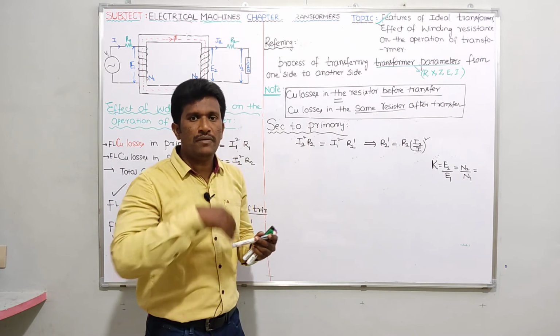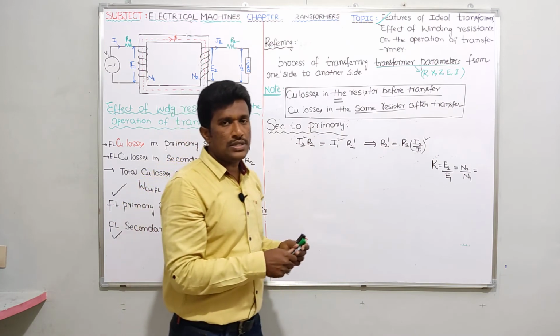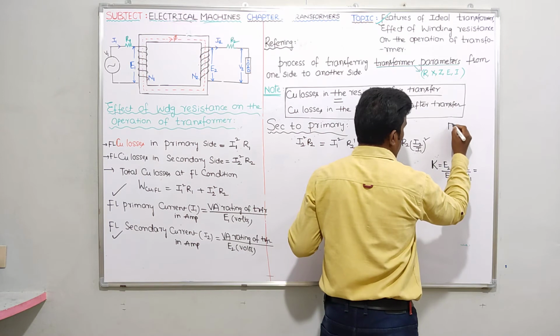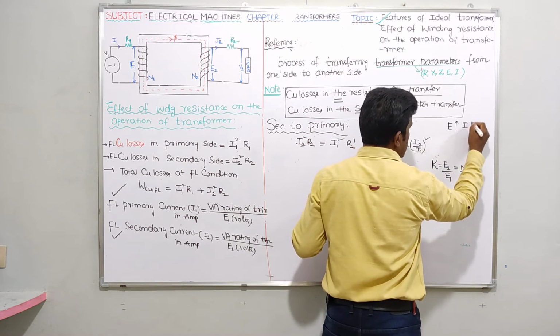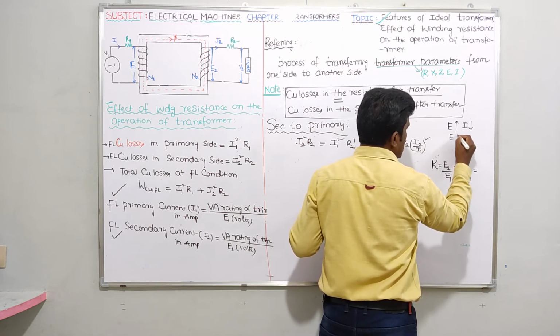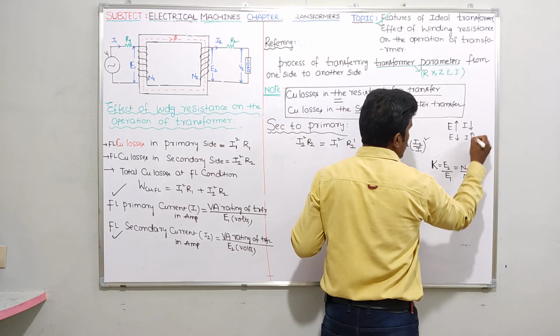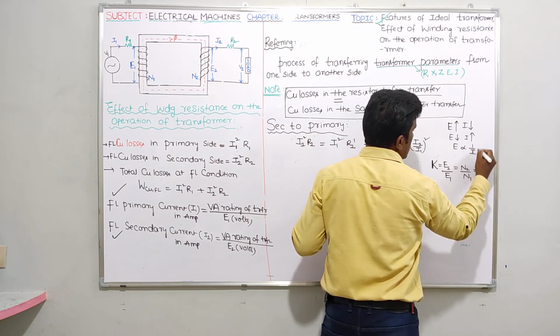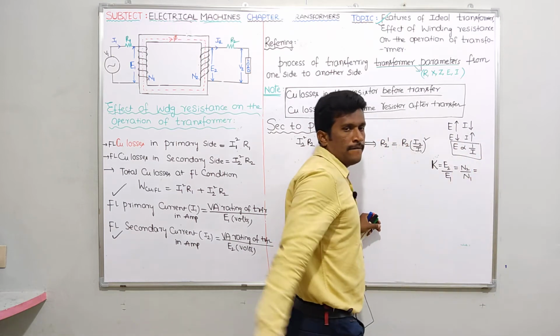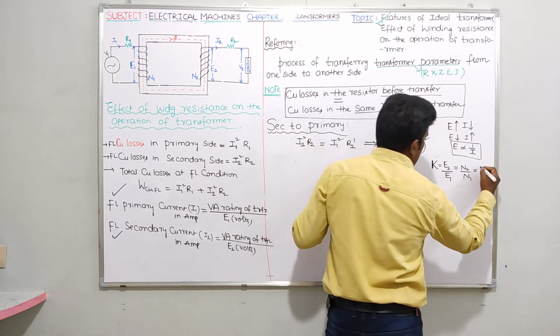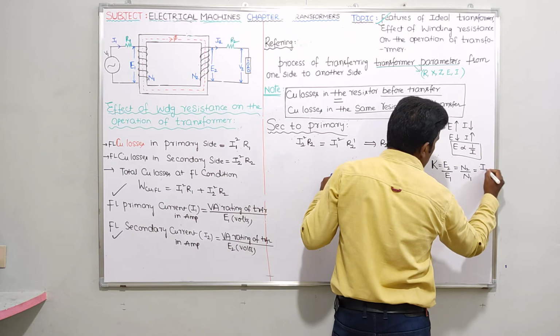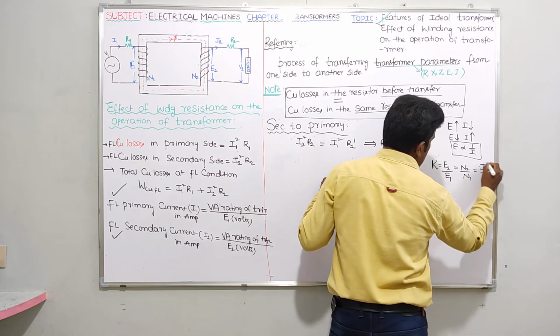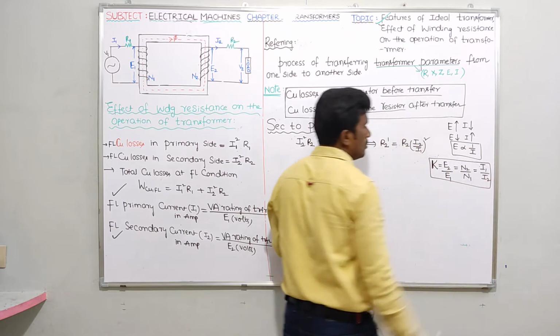A transformer is a constant power device. Therefore, obviously, if voltage is more, current will be less. If voltage is less, current will be more. What is the meaning? E and I are inversely related to each other. Therefore, if I write E2 by E1, you should write I1 by I2, no? I1 by I2. That's it. This is the formula for K.